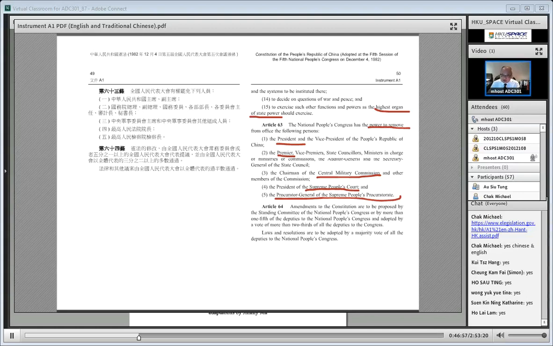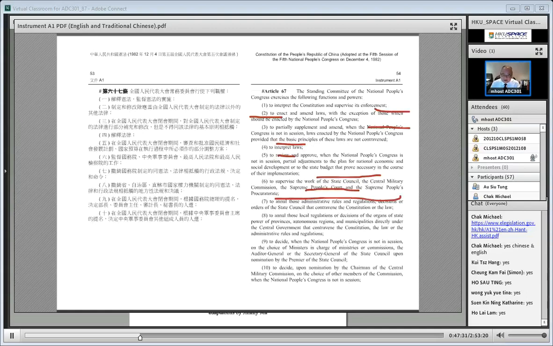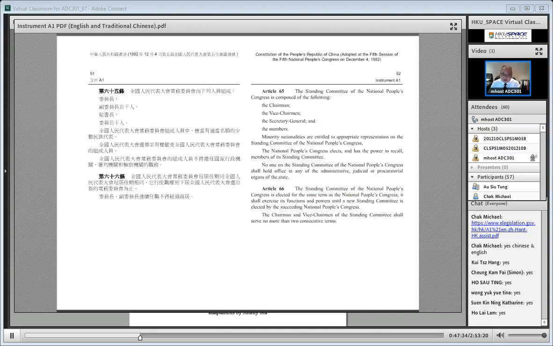And the National People's Congress only meets once a year, normally in March. When they meet, it's normally about 2 weeks. But this year, because of the pandemic, of course, they have to change their meeting schedule. Because of the infrequency of meeting, they need a standing committee. The standing committee is the executive arm of the NPC. It actually performs the functions of the NPC when the NPC is not in meeting.